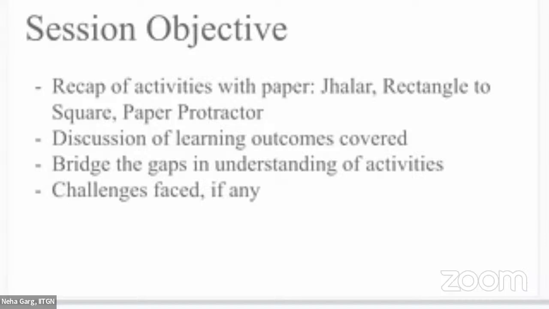One is the jhalar activity, the other one is the rectangle to square, and the third one is paper protractor. We will be discussing what are the learning outcomes that we had covered in those activities. If there is any gap in the understanding of why the activity works and what are the learning outcomes, what are the concept involved, we will discuss those. And lastly, if you have faced any challenges in those activities, we will be discussing all those things, right?